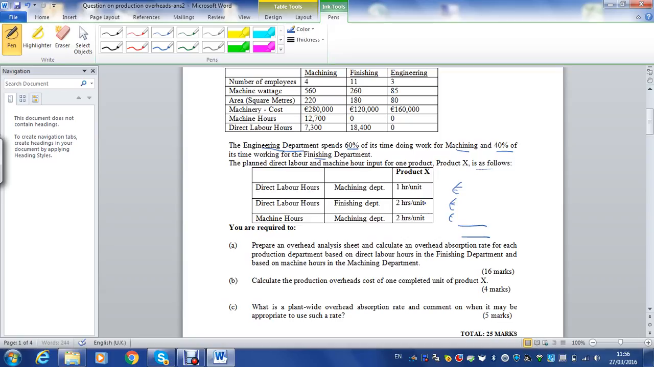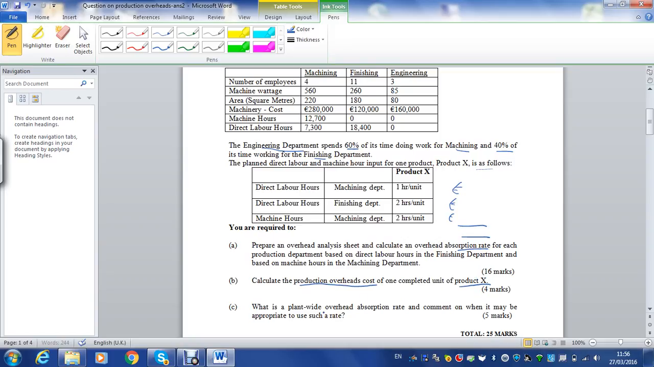Now, typically in a question here, you have to work out what's called the overhead or the absorption rate, and this is simply where we have to work out the budgeted overheads over activity, and that's where we get the absorption rate. And typically the rates in this question will help us in the next question, and they do, because then we're asked to calculate the production overhead cost of 1 unit of product X, and again we've been given the information here.